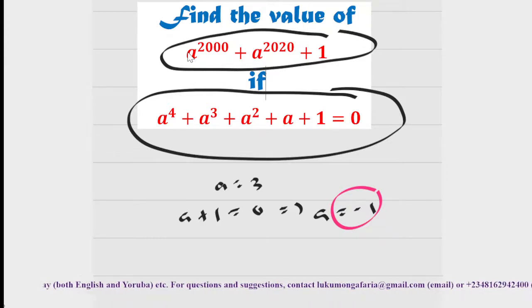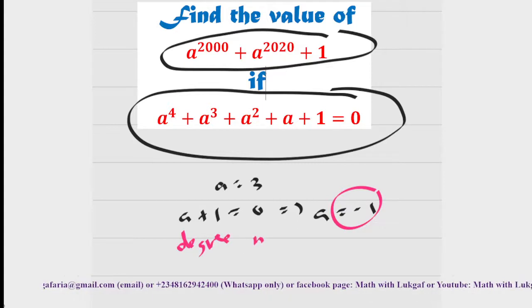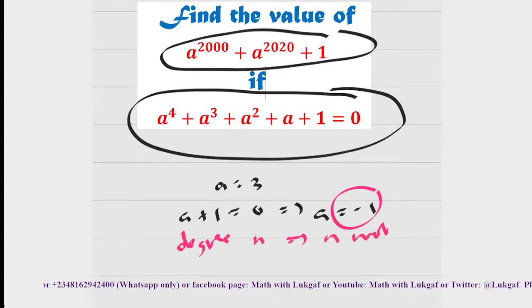And don't forget, one of the principles in polynomials is that when you have an equation of degree n, then you are going to have what? n roots. You understand that one? So what that is saying in essence is that when you have an equation of degree 4 like this, we are going to have 4 roots, that is 4 values of a that satisfy this equation. But you will see that before you can obtain all these 4 roots, it is cumbersome. You cannot find them easily.